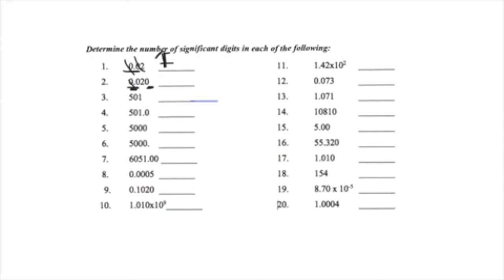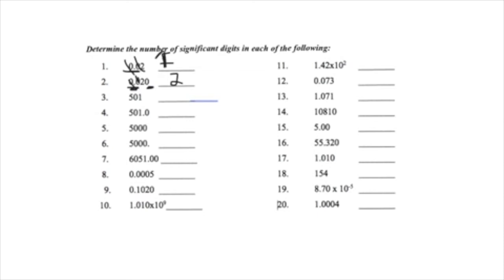So those 2 don't count into the total. Trailing zeros count if there is a decimal somewhere in the number. Well, in the number 0.020, there's a decimal point, which means in this particular case, that trailing 0 is going to count, which means I have 2 significant digits.